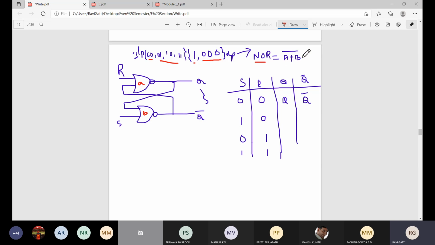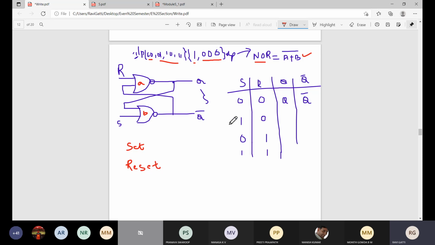Therefore we are making use of this NOR gate, and of course we can build this SR latch using NAND gates also. But for simplification and easy understanding, we are taking this NOR implementation of the SR latch. So this we call an SR latch. S is called set, and R is called reset. Setting means storing the value, and reset means deleting the value you have stored in the memory.